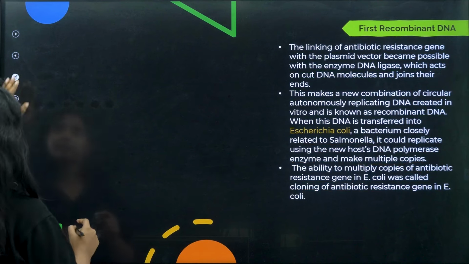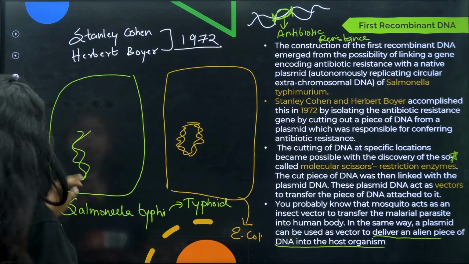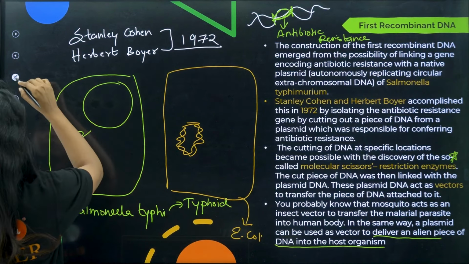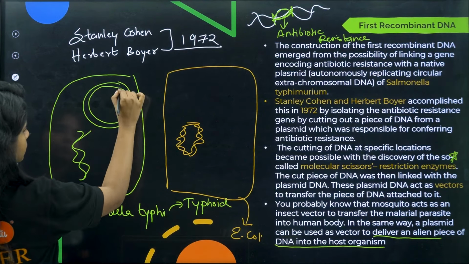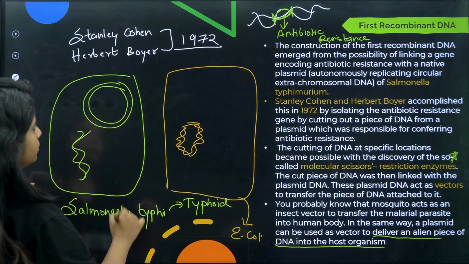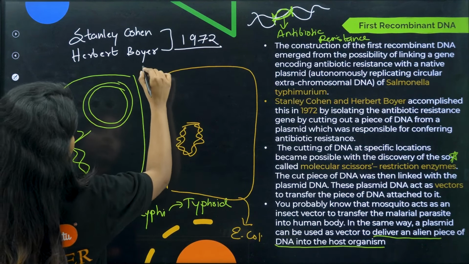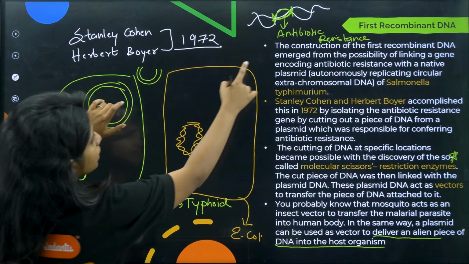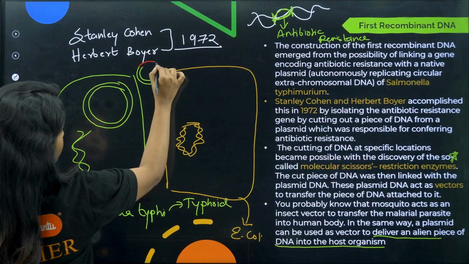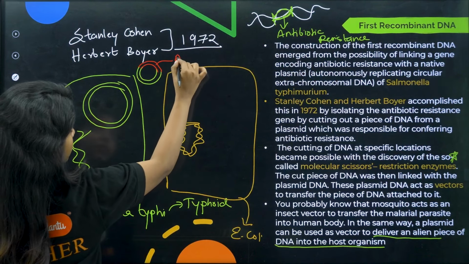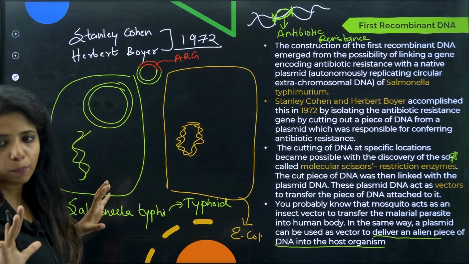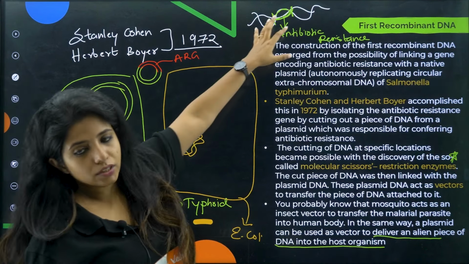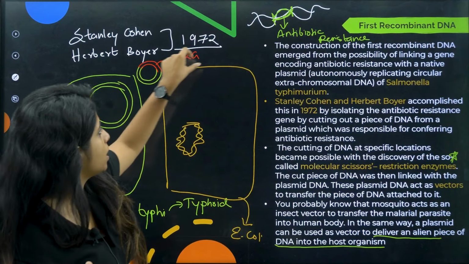Okay, over here I said I had Salmonella typhi, right? Salmonella typhi has its plasmid. Okay, I'm taking this plasmid out for some time. Okay, where can I take it out? Over here, I'll take it out. I'm cutting it and I'm putting the gene of interest, that is the antibiotic resistant gene, over here. This is what? The antibiotic resistant gene. I'm just writing ARG like that, okay? The plasmid belongs to Salmonella typhi. This antibiotic resistant gene is from somewhere else. I'm taking the antibiotic resistant gene and I'm putting it over here.